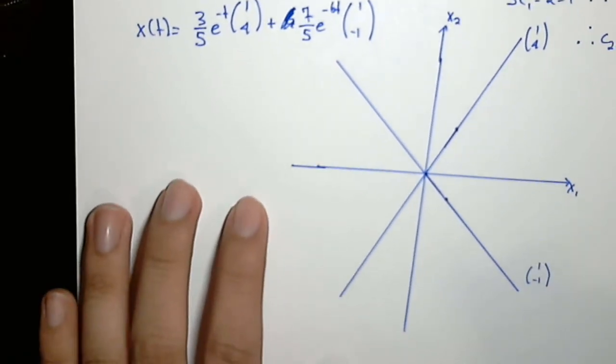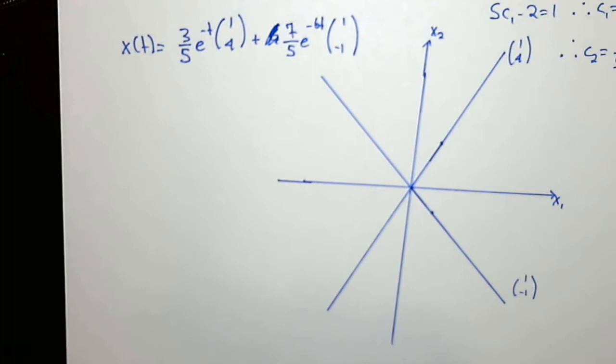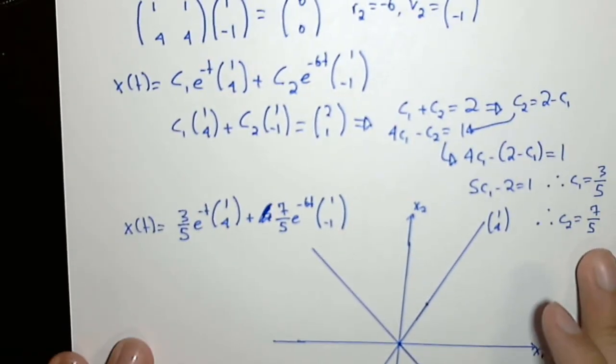So that's a direction 1, negative 1. But that's assuming that C1 and C2 are 0. Now what we need to do is we need to fill in, first of all, direction arrows in this. Let's think about the situation in which C2 is 0.